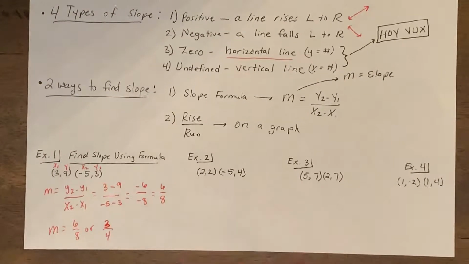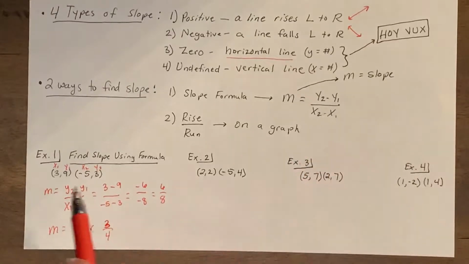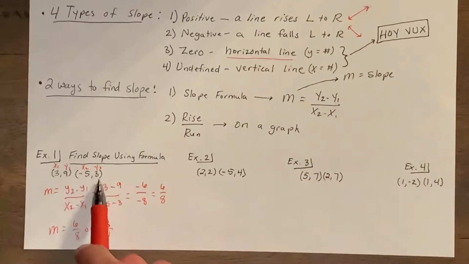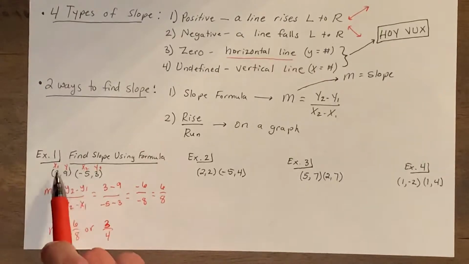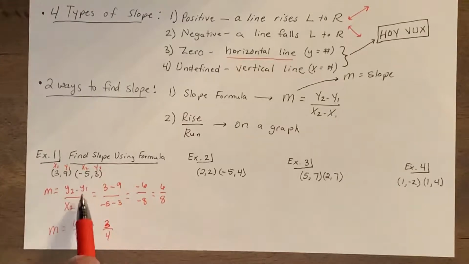Example 1 I've kind of already done for us. So it wants us to find the slope of the line that these 2 points are on using the slope formula. And here's our formula right up here. The 2 points are (3, 9) and (-5, 3). So what I like to do is go ahead and label this as x1, y1, x2, y2. Now we know which numbers we can substitute in for our formula. So here's our general formula, m equals y2 minus y1 divided by x2 minus x1.